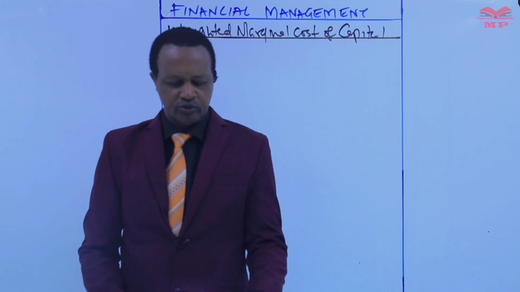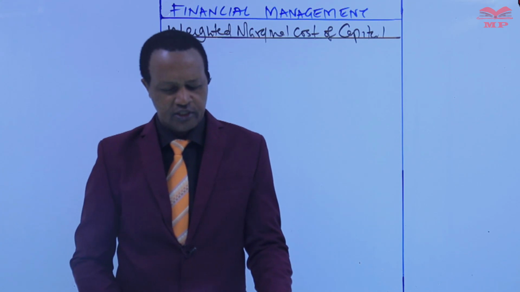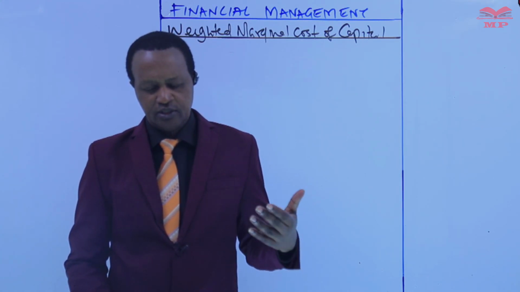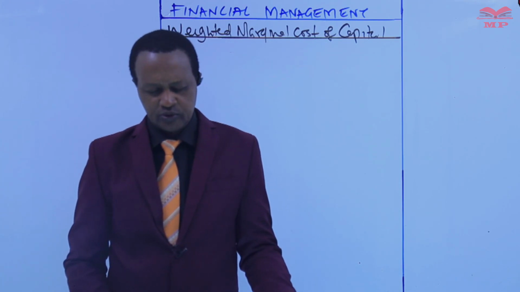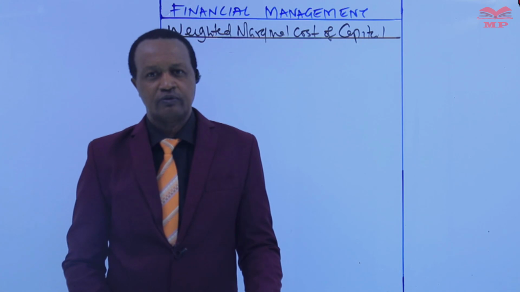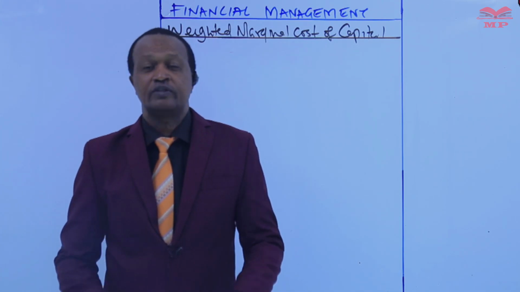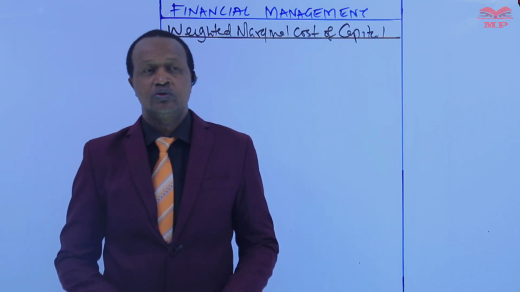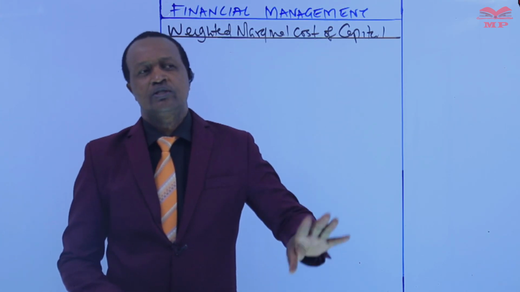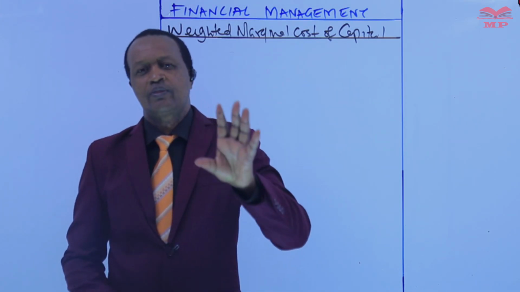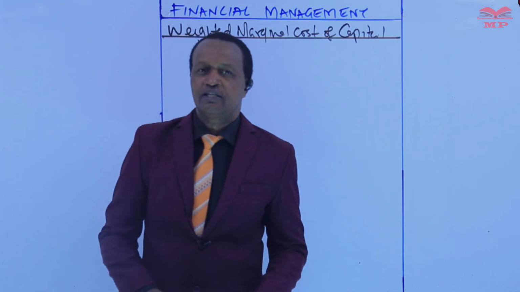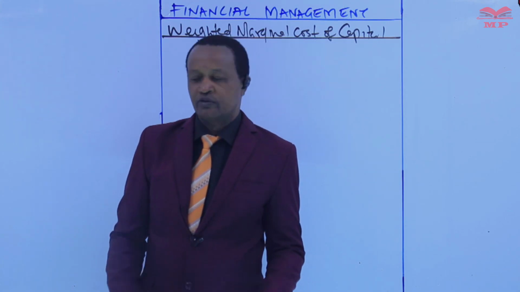In our last session, we introduced the weighted average cost of capital. We explained what it is all about. We did an illustration. Today we move on to the weighted marginal cost of capital. By the end of this lesson, you should be able to calculate the weighted marginal cost of capital, WMCC. But first of all, let us define weighted marginal cost of capital.